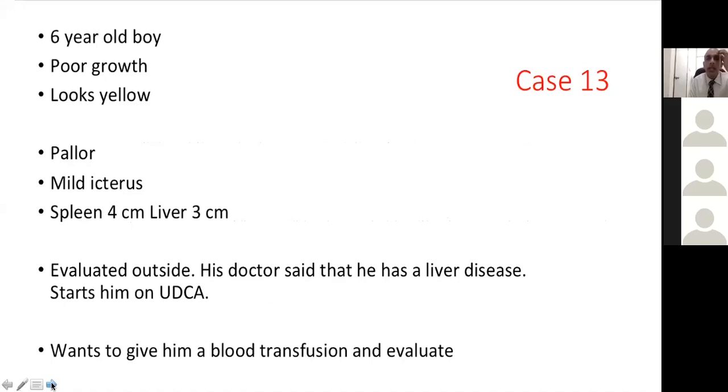Next question is: a 6-year-old boy, poor growth. The child looks yellow. There is Manas, I'm sorry, I'm logging off on another meeting.